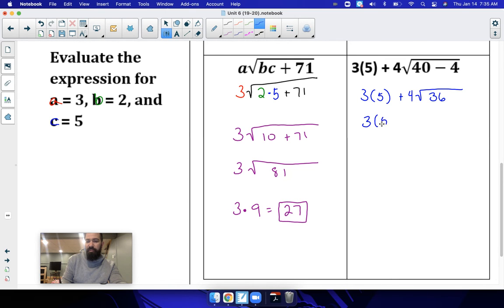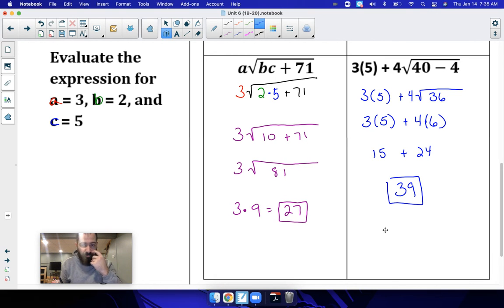So we continue. 3 times 5 plus 4 times the square root of 36, which is 6. 4 times the square root of 36 is 4 times 6. Okay, let's do our multiplication now since we got rid of the square root. 3 times 5 is 15. 4 times 6 is 24. And we continue. 15 plus 24 is going to be, that's right, 39.